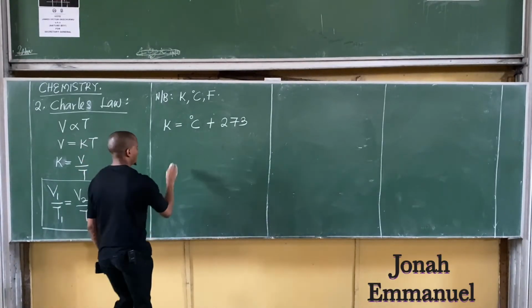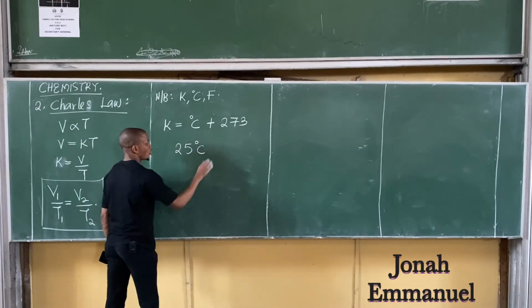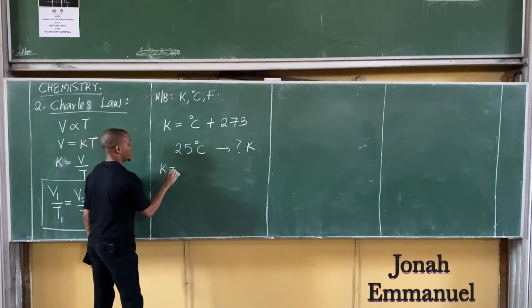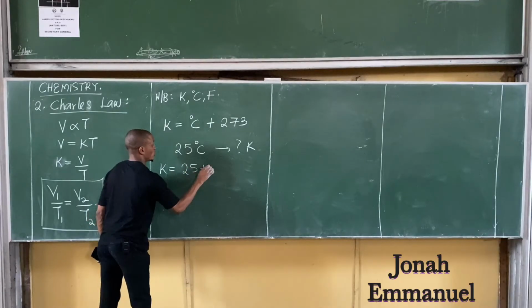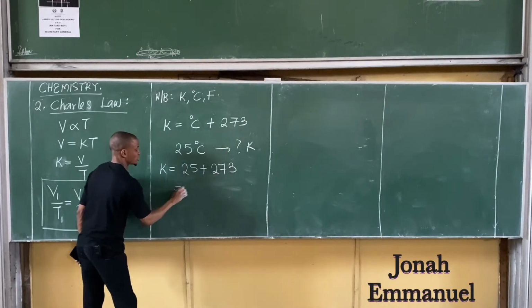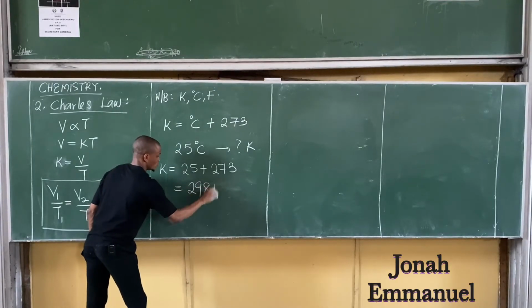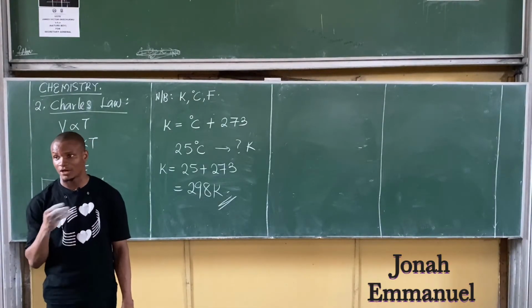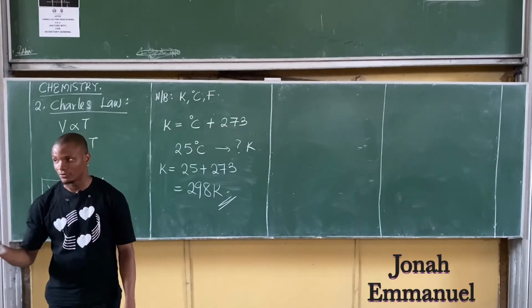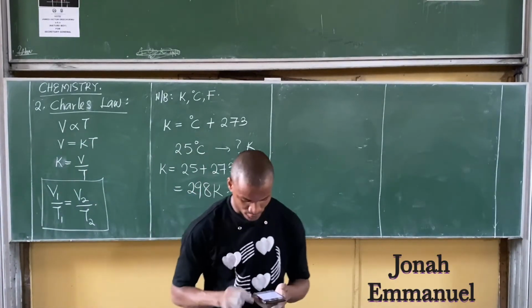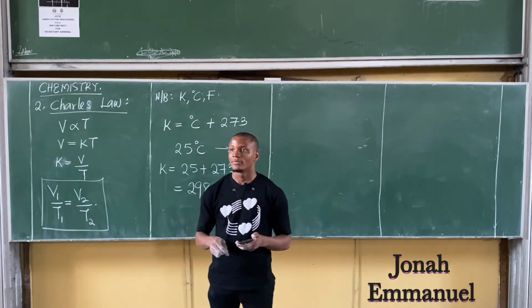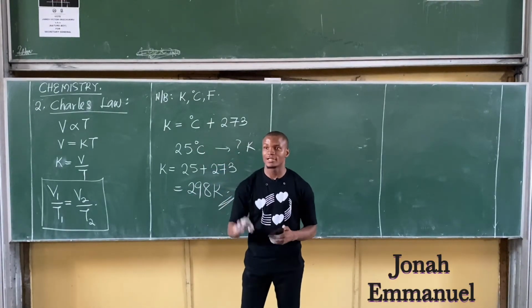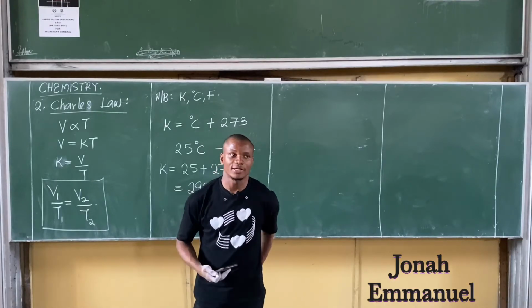For instance, let's say I have 25 degrees Celsius. Convert this to something in Kelvin. What do I do? The value in Kelvin becomes 25 plus what there? 273. The sum is 298 Kelvin. So this is how we convert from degrees Celsius to Kelvin. Add 273, that's all. Is it constant? Yes, it's constant, 273.